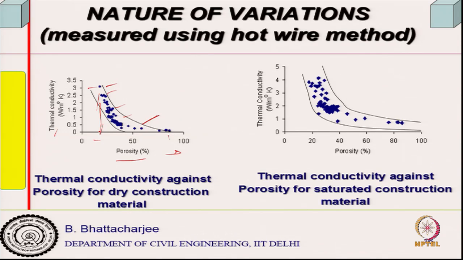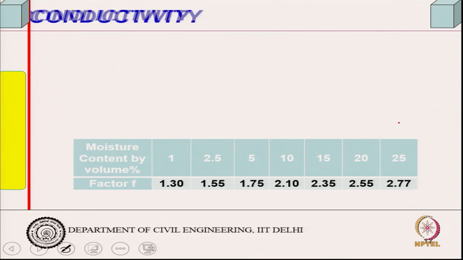But if it is saturated, this range increases. It goes to 4 here, and the lower range also increases. So in the saturated, moist condition, the range shifts. There is an increase in the conductivity; this has gone to around 4.5 from 3, and this has also gone higher up from here. In fact, the rate of increase will be more there. So moisture plays a role; there is a difference between saturated state and dry state.